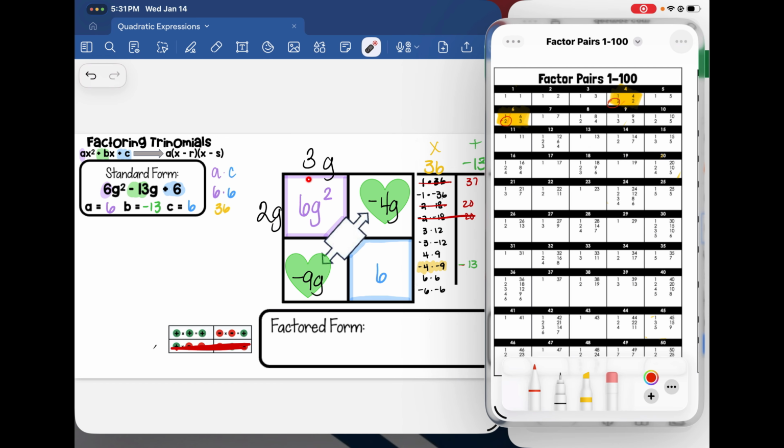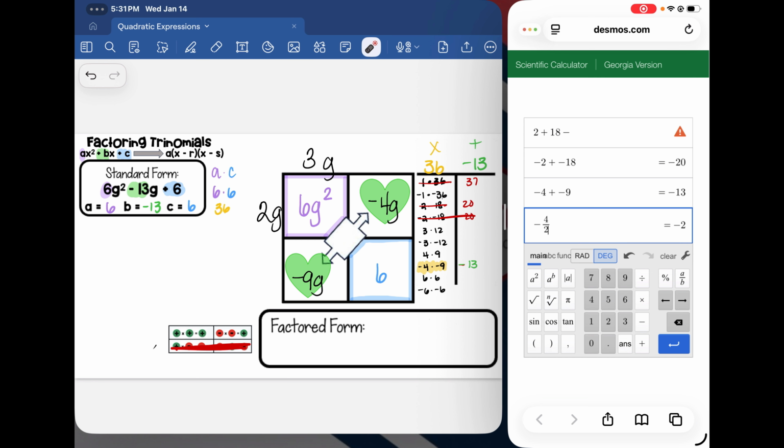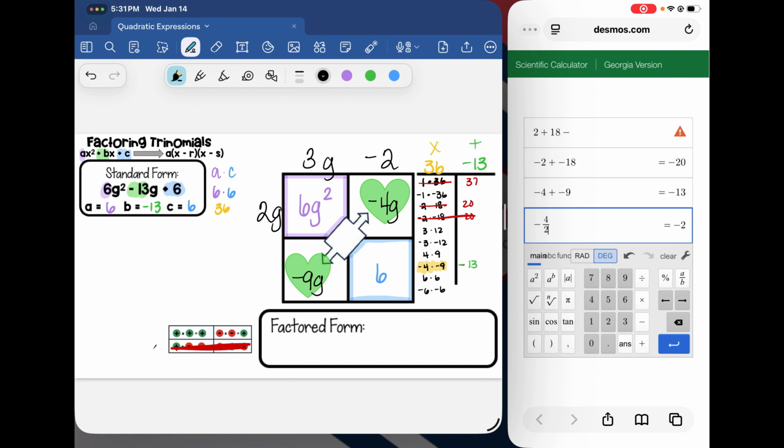Now I can use these two to help me find these. What can I multiply by 2 that will give me negative 4? Well, negative 4 divided by 2 is a negative 2. Therefore, 2 times negative 2 is negative 4. I can multiply negative 2 by 2 to get negative 4. Well, what about outside of this row?